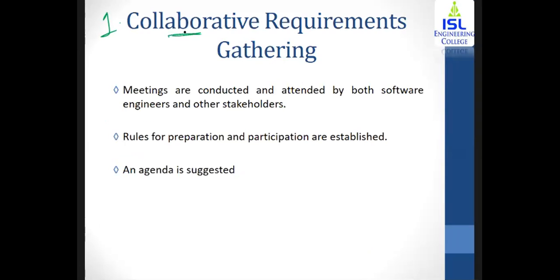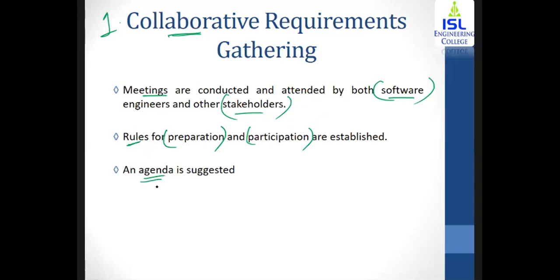Now collaborative requirement gathering means, the word collaborating means you're going to communicate between the different software engineers, stakeholders, and customers. So the first point is, meetings are conducted and attended by both the software engineers and the stakeholders. That is, these are the people that are going to attend the meeting. Now within this meeting, you're going to identify the different rules for preparation, that is how you're going to design the software, and participation. That is, if any person has got a new idea, how he's going to convey that idea to the software engineers or to the stakeholders. You're going to identify the rules for working.